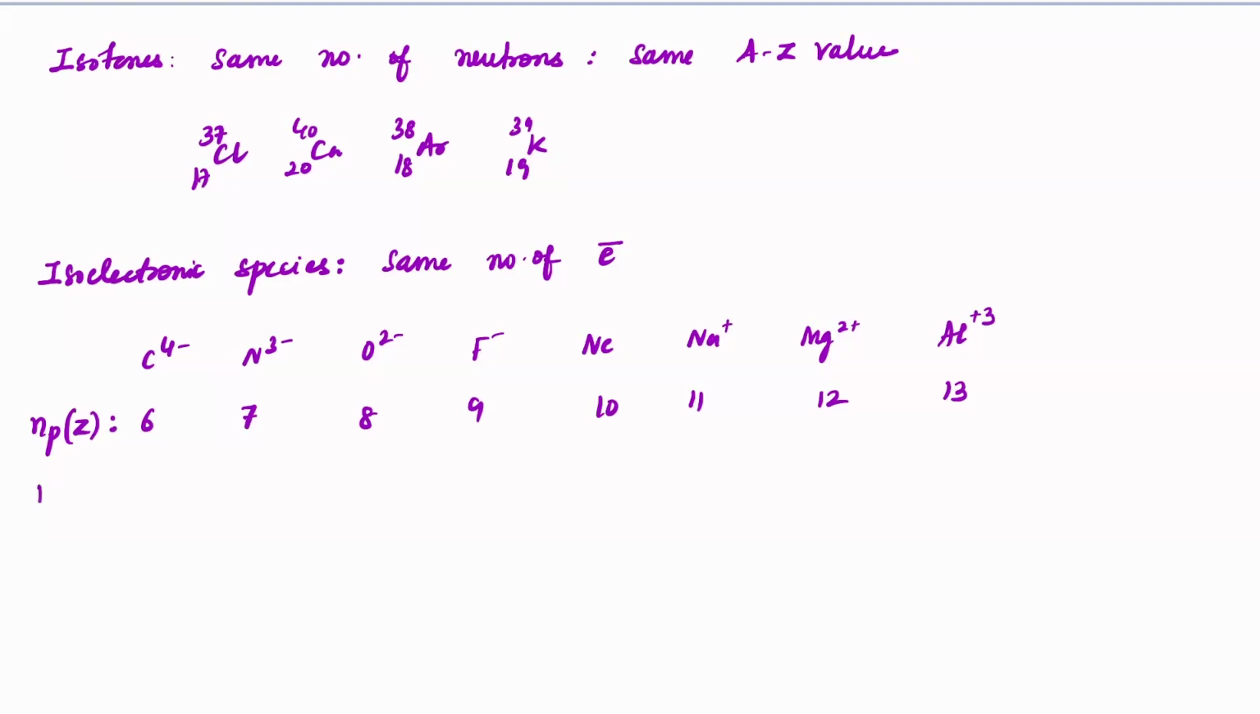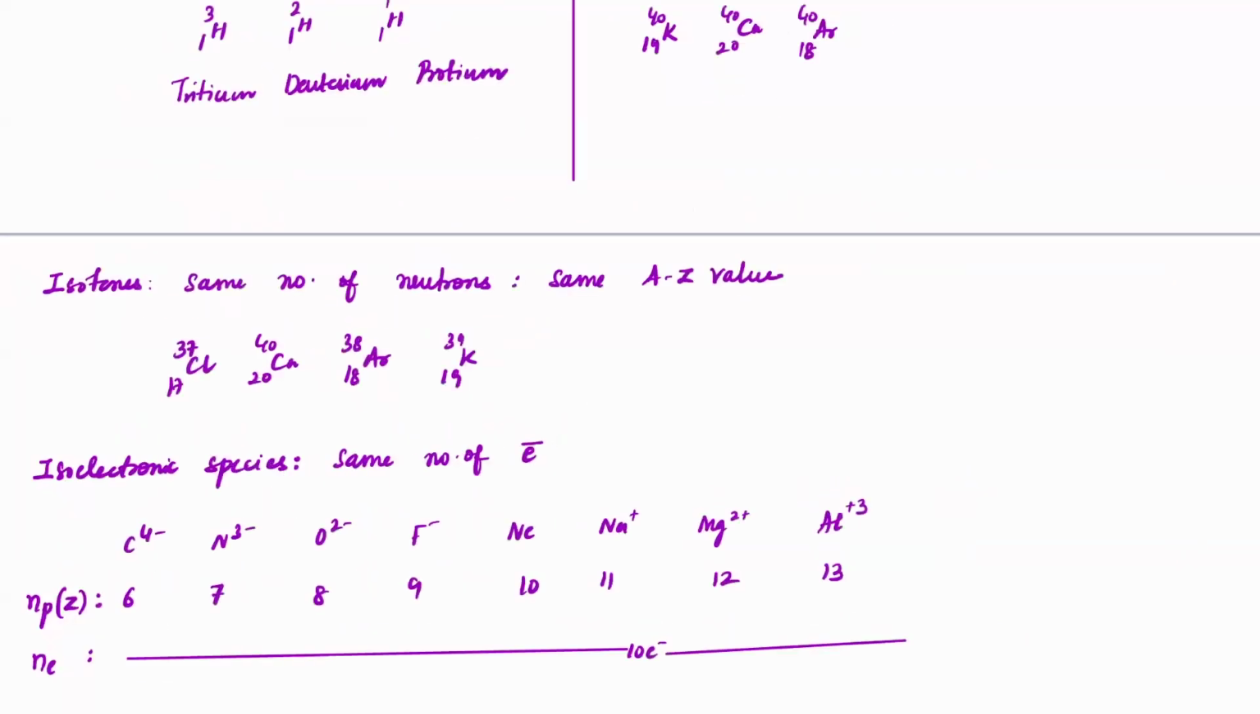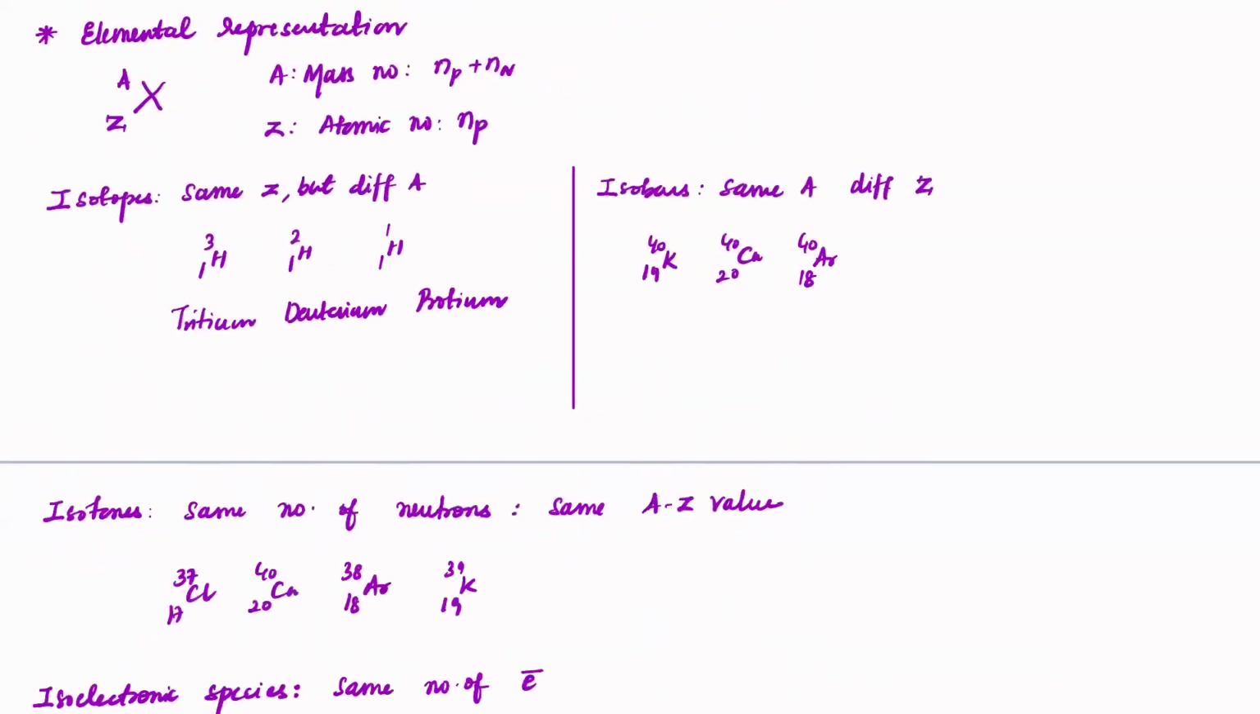But what about the number of electrons here? The number of electrons is exactly the same. The 4 minus represents that in a neutral carbon we have 6 electrons, but now adding another 4 makes it 10 electrons. So all of them in fact have 10 electrons in total. So these are isoelectronic species. Got it? This is a basic introduction that you need to know from structure of atom.